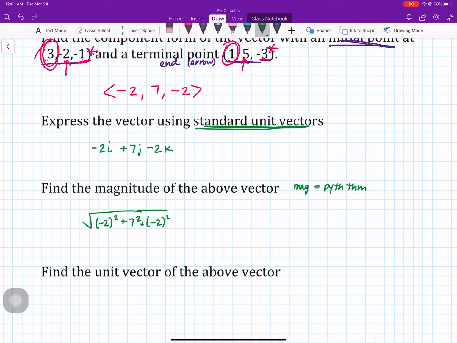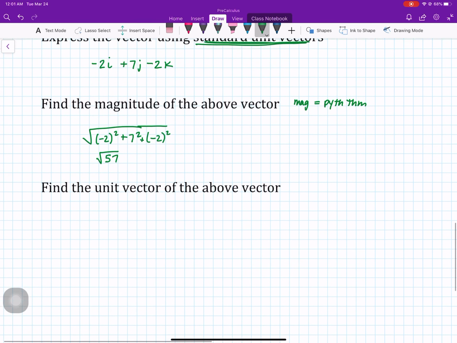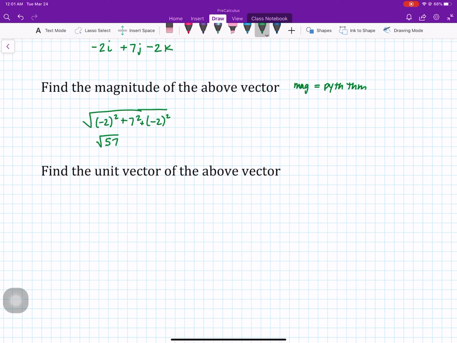Again, always follow the directions of your problem. If it says to reduce your radicals and things like that, then make sure you do that. If not, you can express it as a decimal or do whatever you want. Just make sure you're always following directions. So the magnitude of this vector is the square root of 57, which does not reduce.